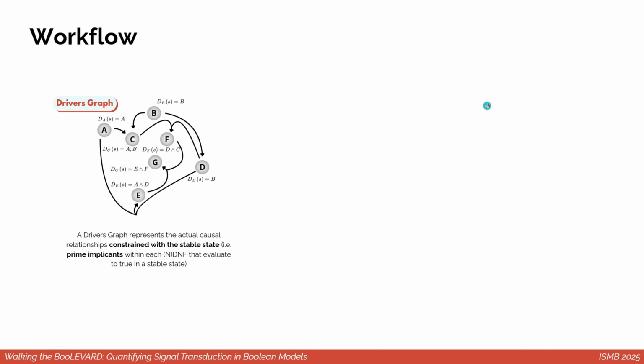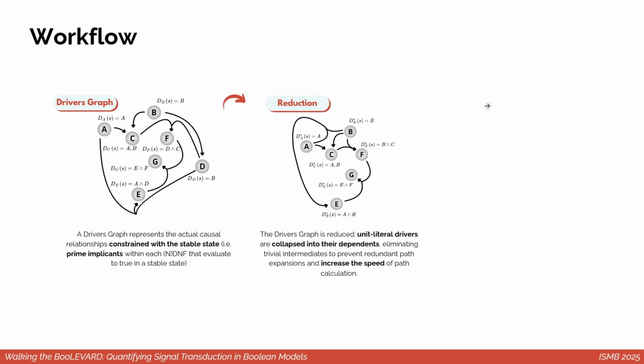The last step before path counting is drivers reduction. Take a look at node D. As we see here, it is only regulated by B. Therefore, it can be omitted and the logic will be completely conserved. This allows us to increase the speed of path calculation performed by BooLEVARD.